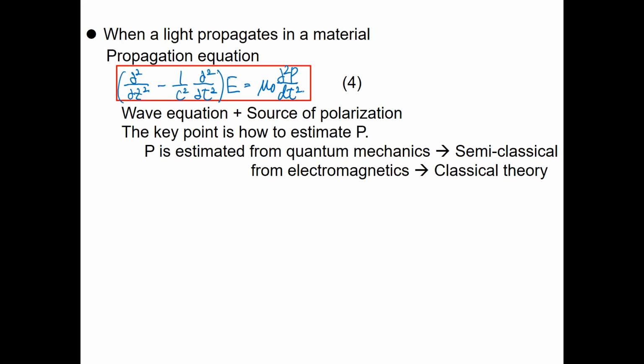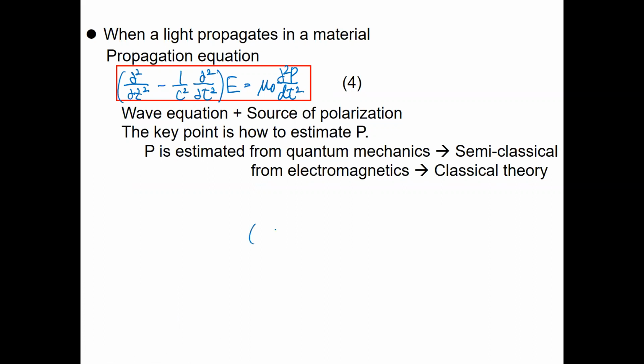So as we studied, the left arm is simply a wave equation. In this case, the electric field is propagating in the z direction with a speed of c. And on the right arm, you could see the polarization change in time, which is a source of polarization.